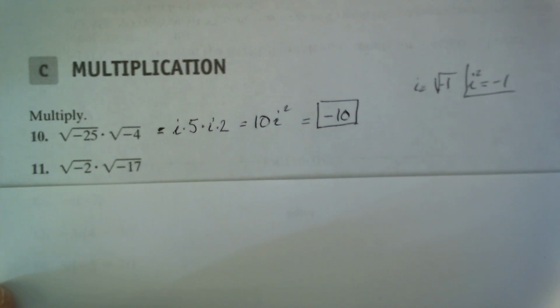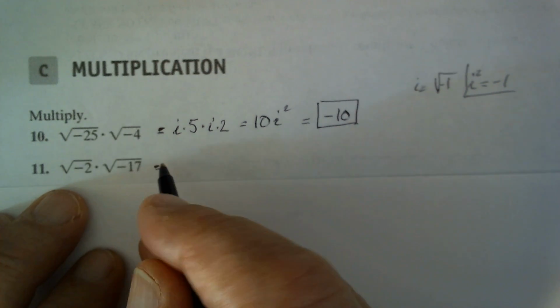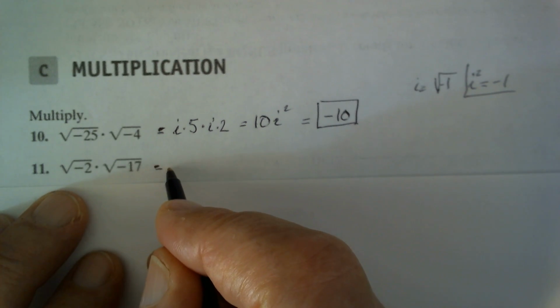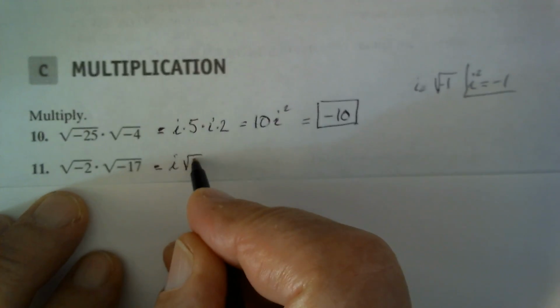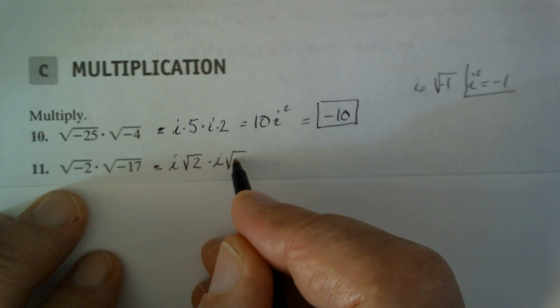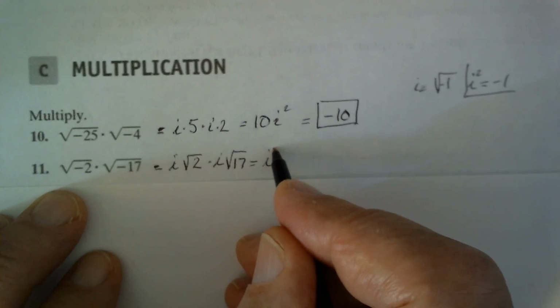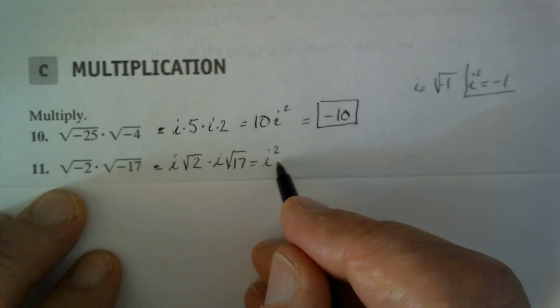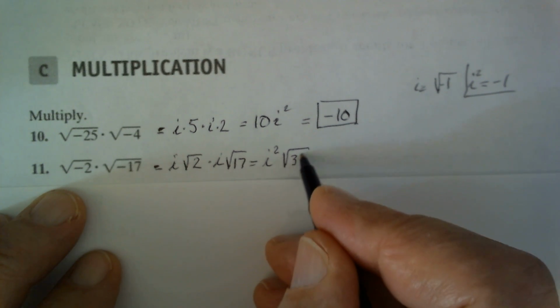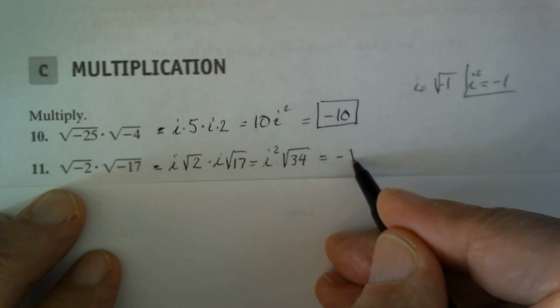Similarly, for the next problem, number 11, we have the square root of minus 2 is i times the square root of 2, and the square root of minus 17 is i times the square root of 17. So then we have i times i, which is i squared, and the square root of 2 times the square root of 17 is the square root of 34, and since i squared equals minus 1, this is equal to minus the square root of 34.